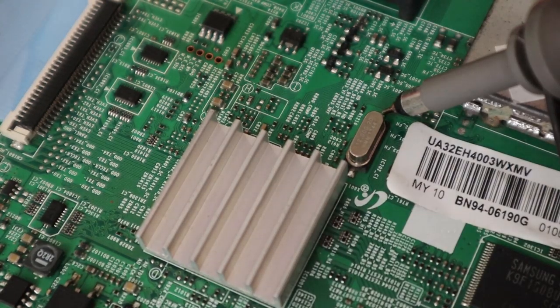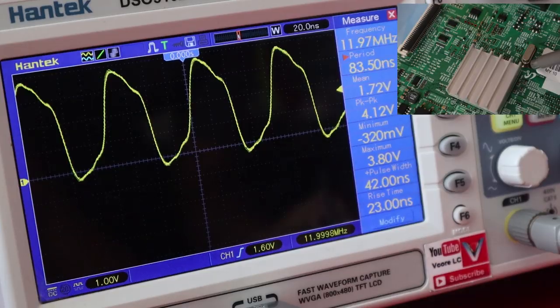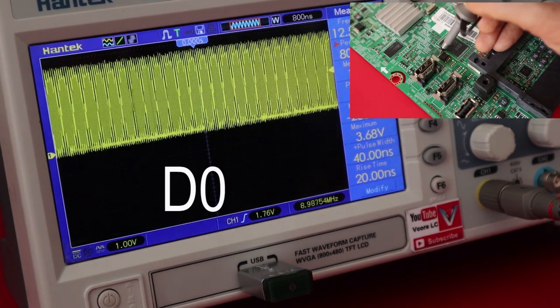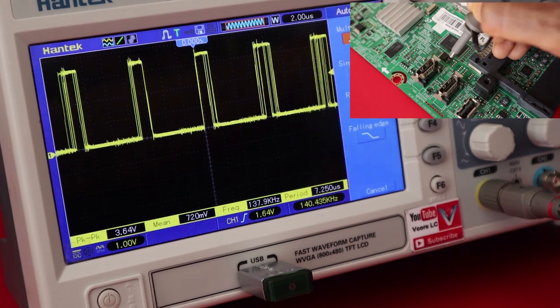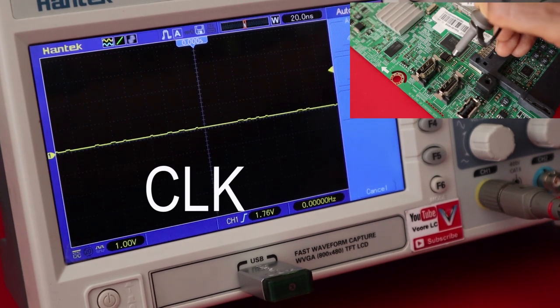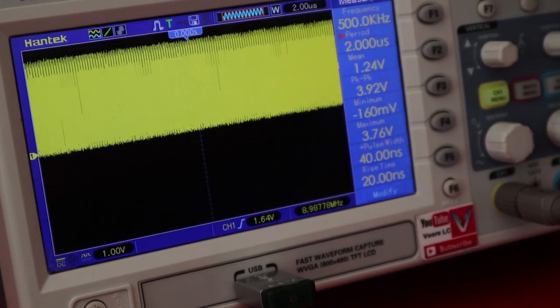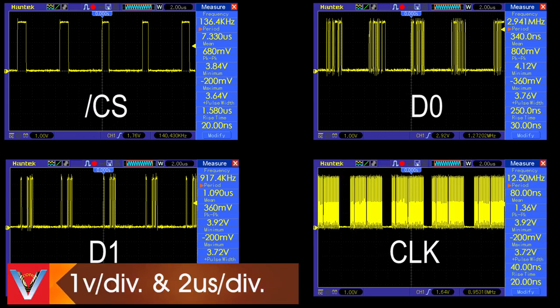Doing this, the problem cannot be solved. In this condition, we can check the SPI flash, NAND flash and EEPROM contact with the MCU through a DSO. After checking the waveform in the SPI flash, the waveform in the NAND flash should also be checked.